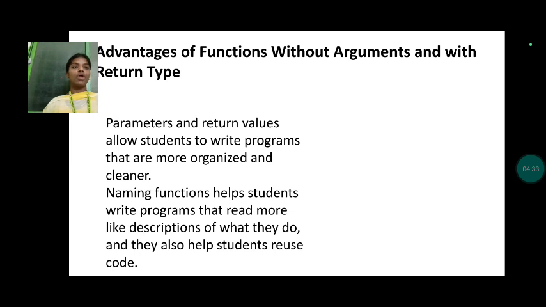Advantages of functions without arguments and with return type. Parameters and return values allow students to write programs that are more organized and cleaner. Naming functions helps students write programs that read more like a description of what they do. And they also help students reuse code.